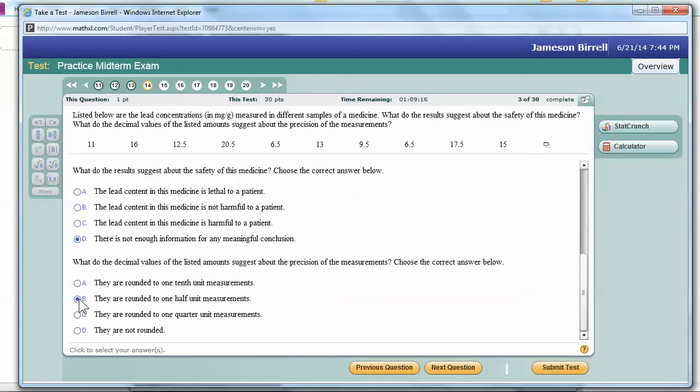Actually, I should be more specific here. Half unit measurements, because if it landed on a whole, they just took the whole, either rounded up or rounded down, and then they left half marks for the rest. So yeah, I'd say they're rounded to half.